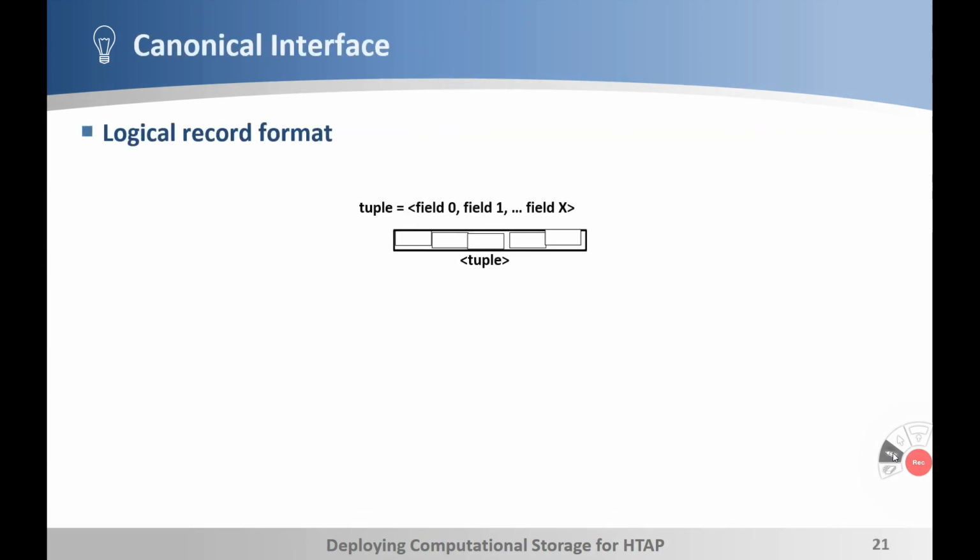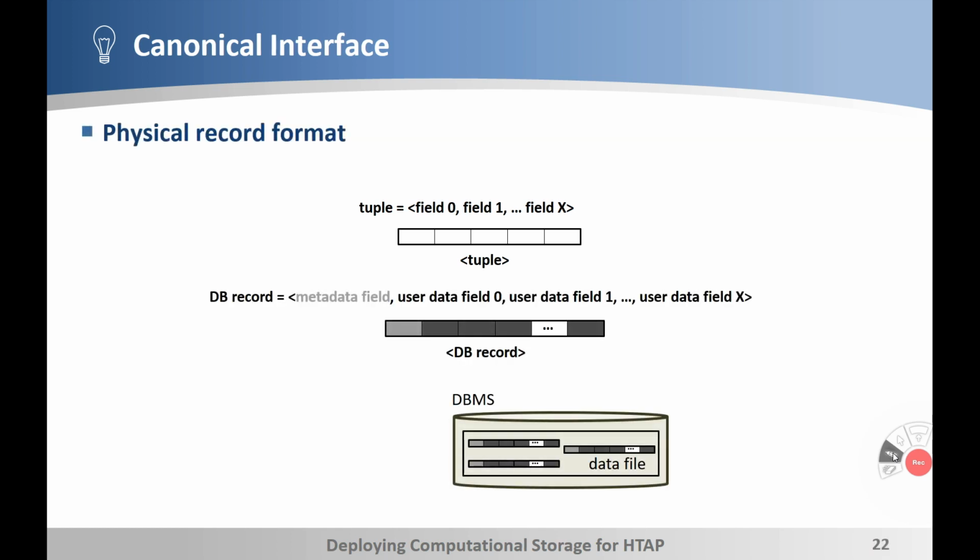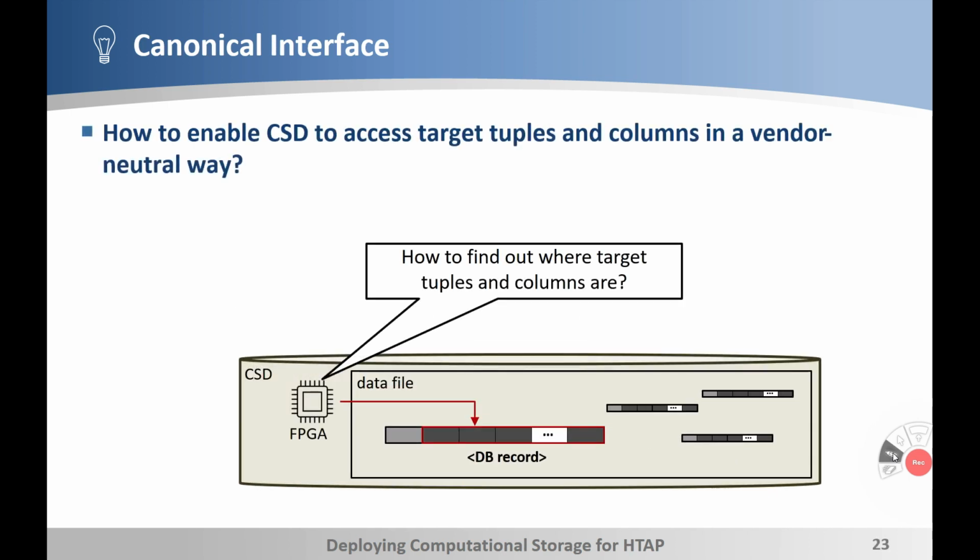Then, as the second proposed technique, let's look at the detail of our canonical interface. As all of us know, a logical tuple comprises usual data columns. But when it's stored in a data file, it's transformed according to a vendor-specific storage format. Given a query subplan, CSD should locate target tuples and columns included in the plan. Then, in AID-enabled database systems, how can CSD find out their locations in a vendor-neutral way?